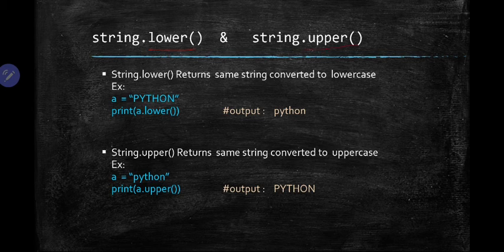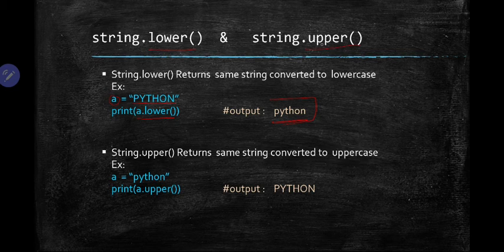The lower function will convert the given string into lowercase. So if I have a string Python and if I print a dot lower, it will convert this string a, which means Python, into lowercase and print all the characters as lowercase. So this will be the output.